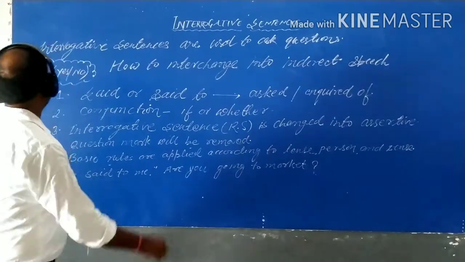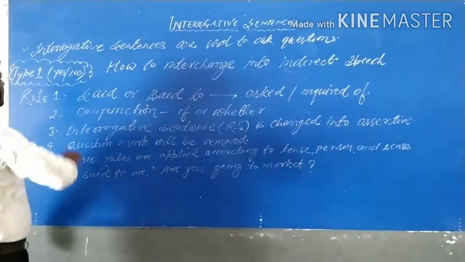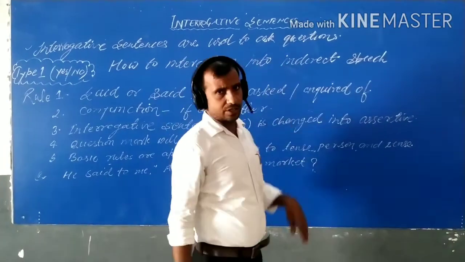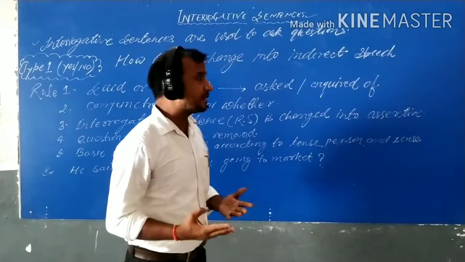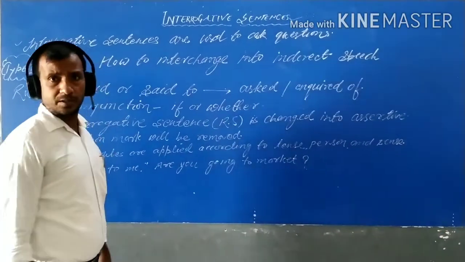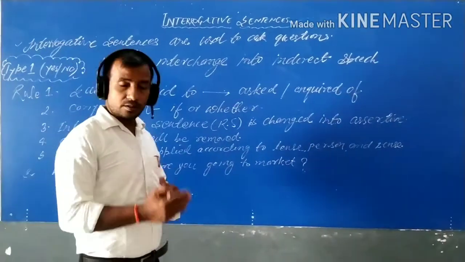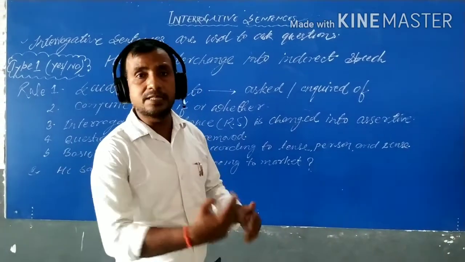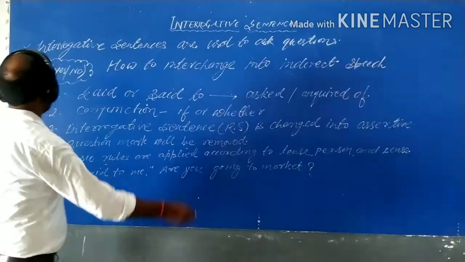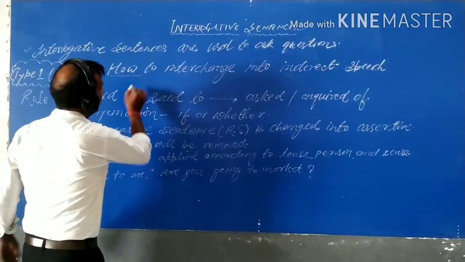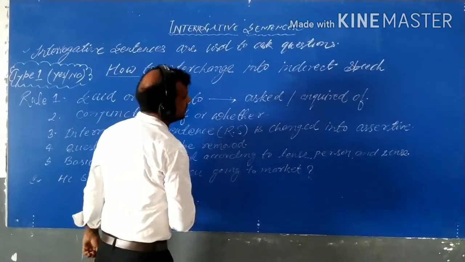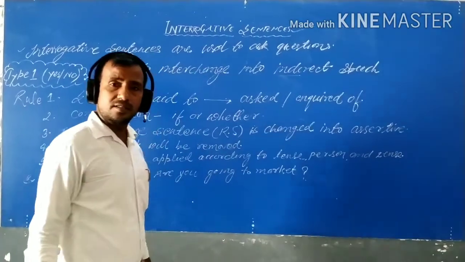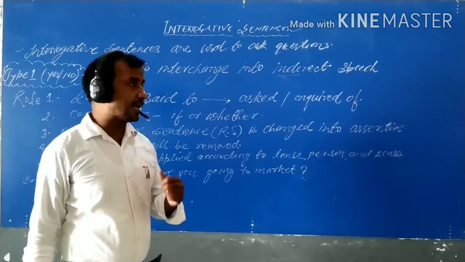So student, here the definition is given. Interrogative sentences are used to ask questions. That means interrogative sentences are usually used to ask questions. The answer may be given in yes or no type, or by reasons. So here, how to interchange into indirect speech? That means how can we interchange a given sentence into indirect speech.